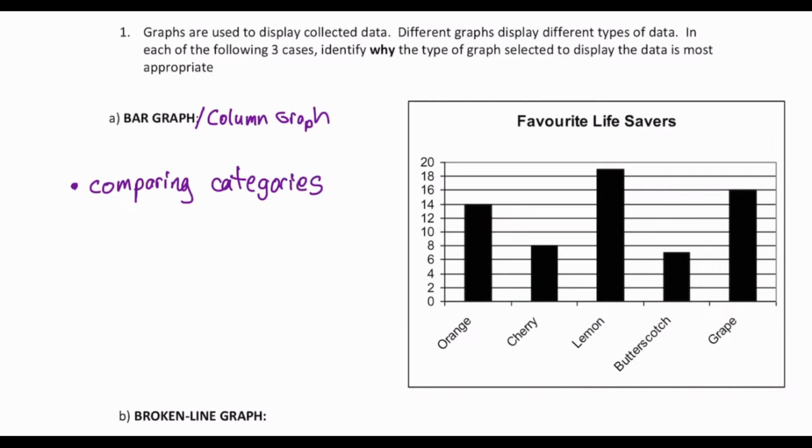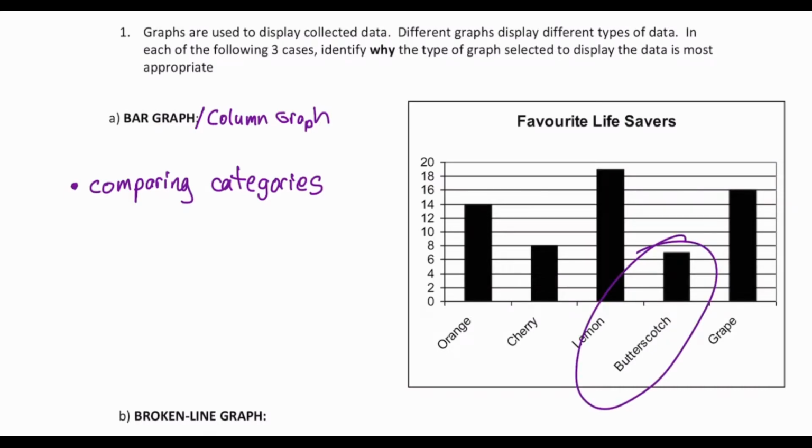And in our example here, what categories am I comparing? Well, I'm comparing the different flavors of Lifesaver. And the advantage of this graph is that I can quickly see what is the most popular flavor. Well, I can see it's lemon. I just look for the biggest bar. My eyes are used to quickly noticing patterns and noticing the largest object, so that's cool. What is the least favorite flavor? Once again, I can quickly look at the graph and I can just see, oh, it's butterscotch.